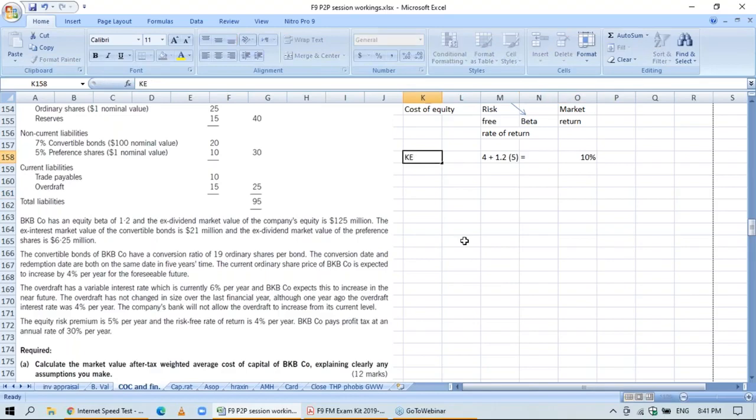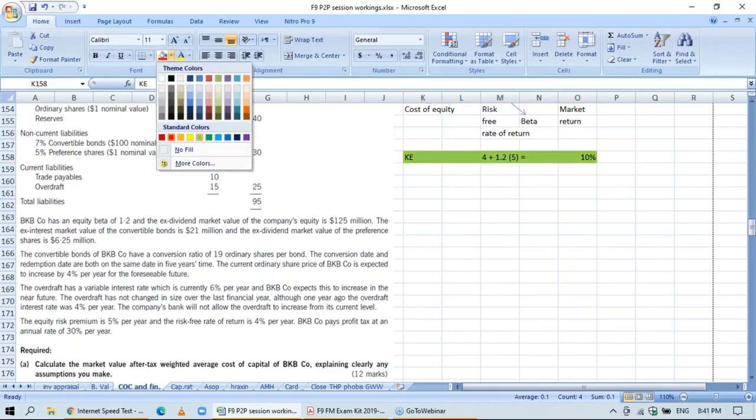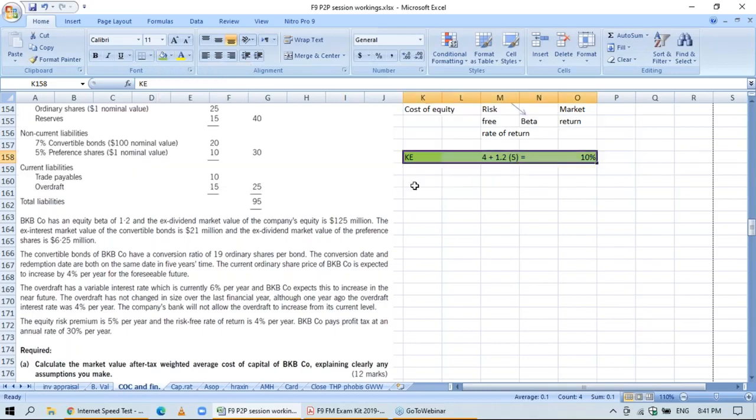Now, our next move is cost of debt and cost of preference shares. So let's first calculate the cost of preference shares. KP, cost of preference shares. Now the same formula we used in the last night's class, that we'll be using to calculate the cost of preference shares.